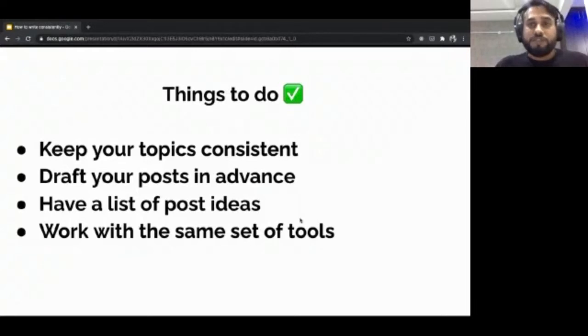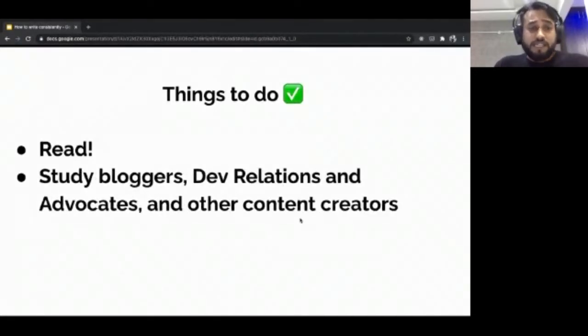It also reduces the amount of time that you can spend on publishing on different platforms. A few other things I consider important if you want to develop writing as a habit and make it a part of your routine is to read. Read as much as you can.